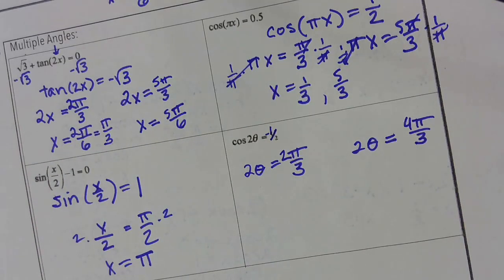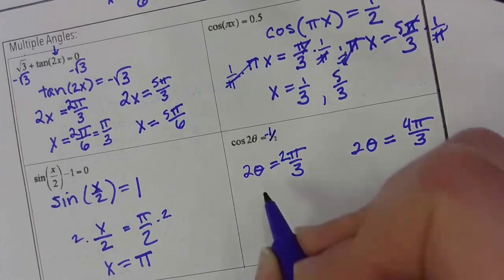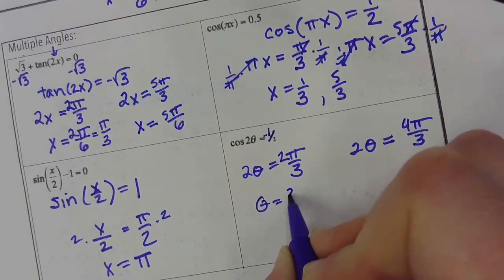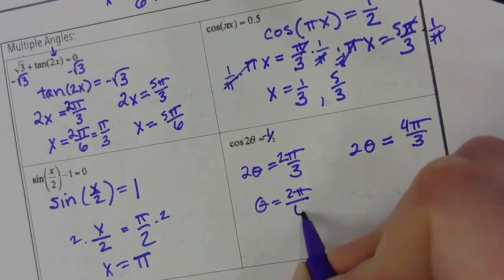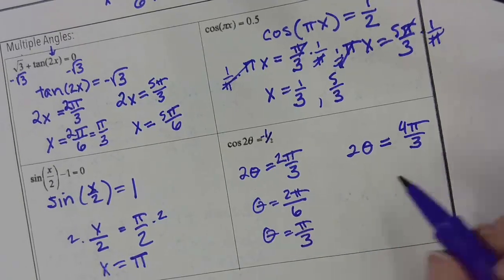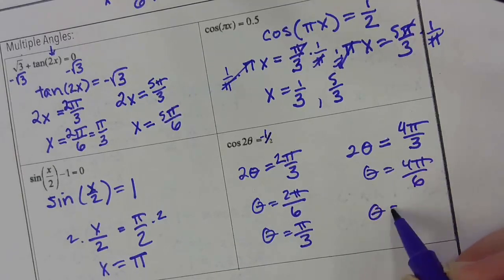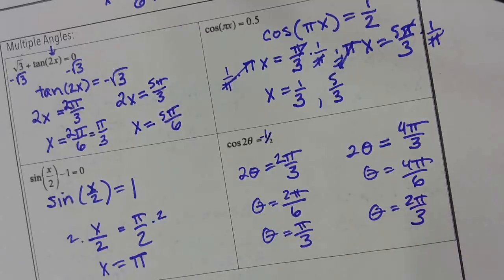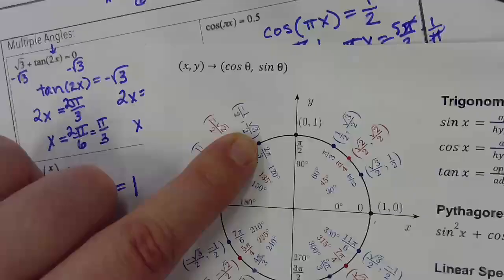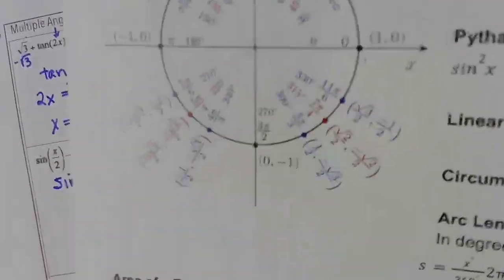And again, we'd be multiplying by 1/2 to get the theta by itself. So theta would equal 2 pi over 6, which would be pi over 3, and 4 pi over 6, so 2 pi over 3. Cosine is negative 1/2 at 2 pi over 3 and 4 pi over 3.